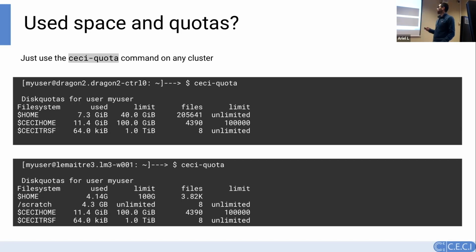So if on a given cluster you don't know how much data you are using or how much data you have on the common area, there's just a single command, ceci-quota. Enter it on any cluster, and it will provide you your usage and the limit.